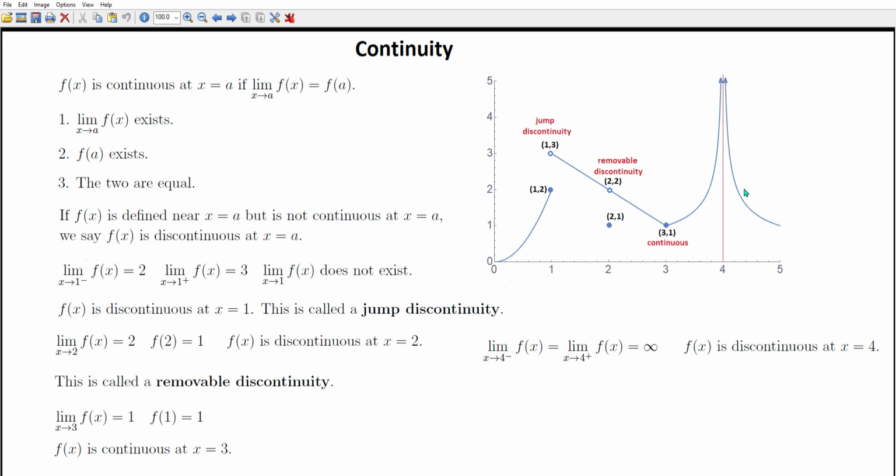Now, if we look at x equals 4, we're going to see that when we come in from either direction, we're headed off to plus infinity. And that means that this limit does not exist. Remember that the limit as x goes to 4 plus of f of x equals infinity means that the function values get arbitrarily large. So the limit does not exist. And since this limit doesn't exist, this is a discontinuous function here. This is called an infinite discontinuity.